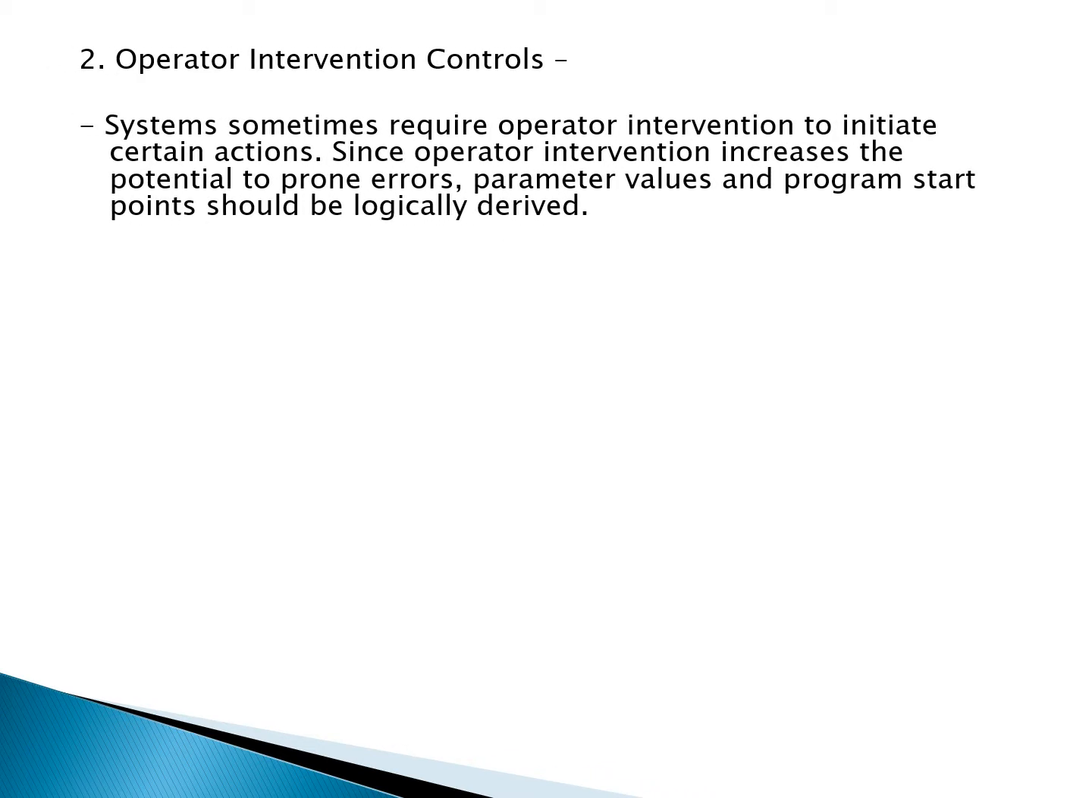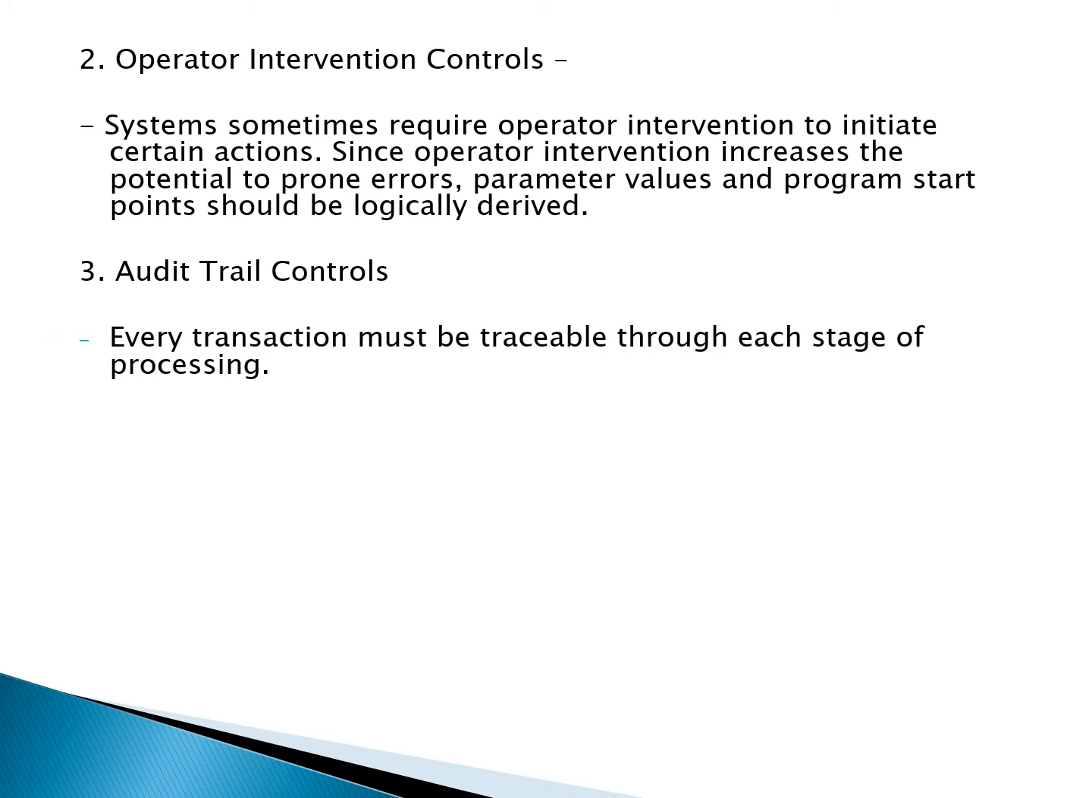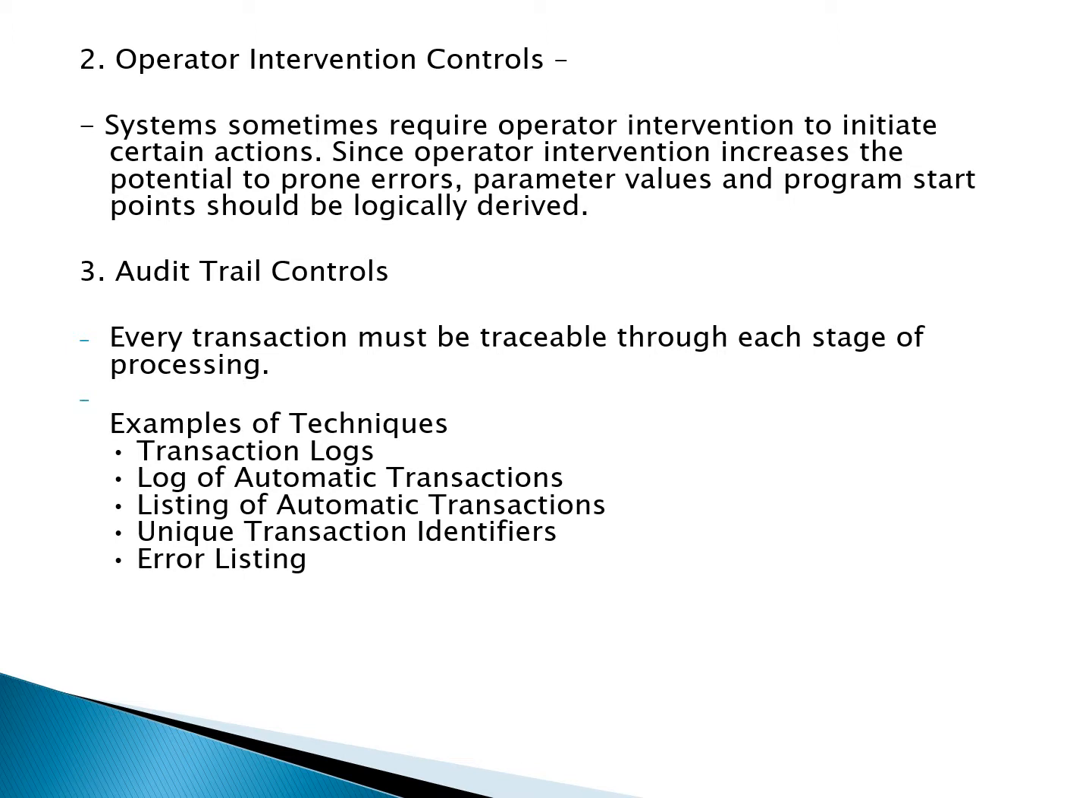The second one is the operator intervention controls. Systems sometimes require operator intervention to initiate certain actions. Since operator intervention increases the potential for errors, parameter values and program start points should be logically derived. Third, audit trail controls. Every transaction must be traceable through each stage of processing. Here are examples of techniques: transaction logs, log of automatic transactions, listing of automatic transactions, unique transaction identifiers, and the error list.